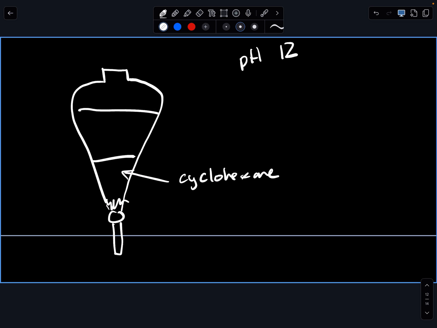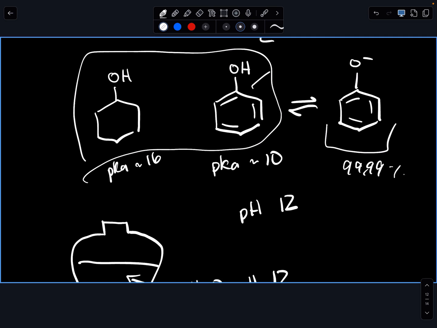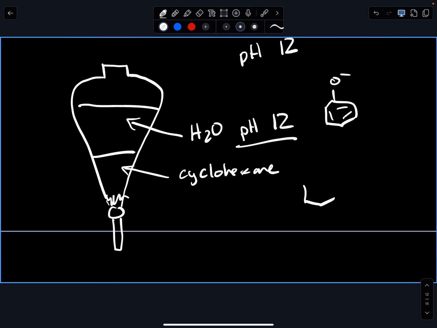And then we're going to put in here water, pH 12. Okay, and at pH 12, what that's going to do is turn the phenol into the O minus. The O minus is going to go into the water layer. So in there, you're going to have the O minus. And then in the cyclohexane, you're going to have the other one that has no charge. And then you can shake them up. They'll separate into their favorite layers. And then you can let one layer go into one beaker, the other layer into the other beaker, and now you've separated them. Would you like to see another example?